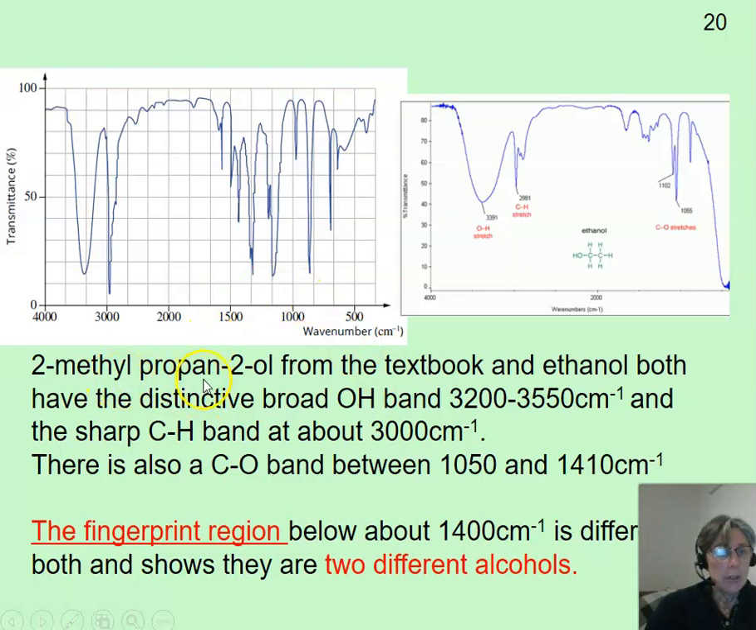Okay, we've got 2-methylpropan-1-ol from the textbook and ethanol. There's a little ethanol here. Both have the distinct OH peak that's separate from the CH peak at about 3000. There's also this, don't worry about this. You can tell that they're two different alcohols. That's what I was saying before, because the fingerprint region below 1400 is different for each.